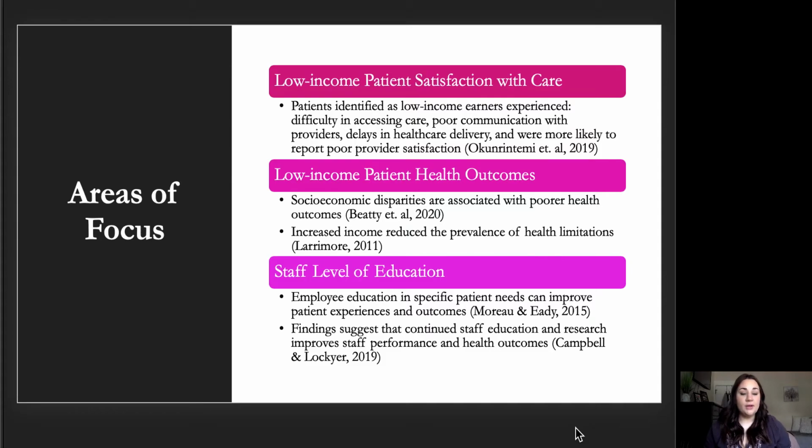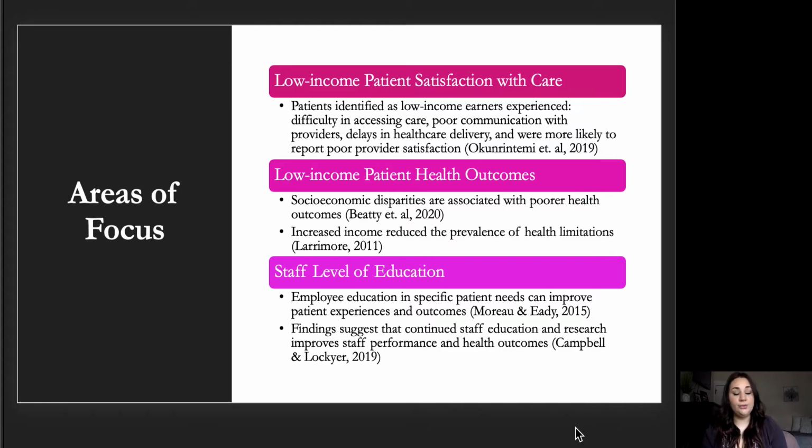So, some areas of focus. The first is obviously the low-income population's satisfaction with their care. After some review, it was found that patients who identified as low-income earners experienced the following: first, difficulty in accessing care, poor communication with their providers, delays in healthcare delivery, and they were more likely to report poor patient satisfaction as compared to higher income earners.